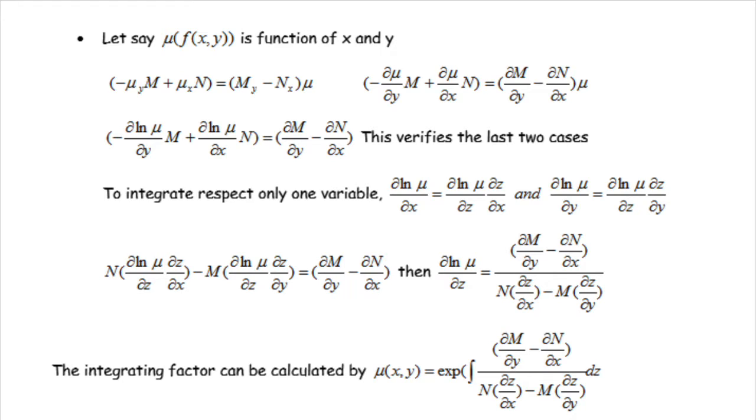To integrate with respect to only one variable, we introduce a z, which is a function of x and y. To make it solvable, the integrating factor can be calculated by mu of x, y equals e to the power of the integral of dM dy minus dN dx over N times dz dx minus M times dz dy, dz. Note that we need to transform z back to x and y when we are done solving the differential equation.